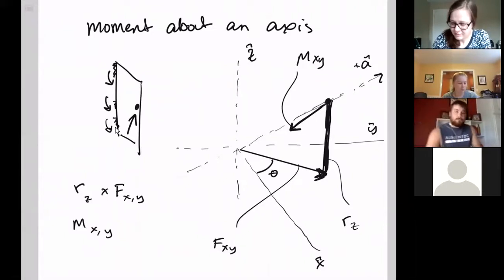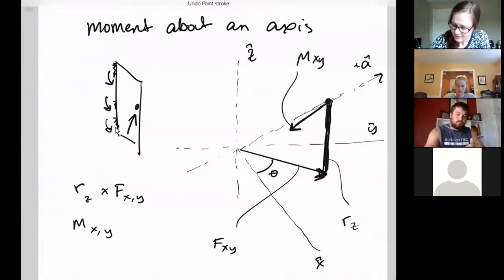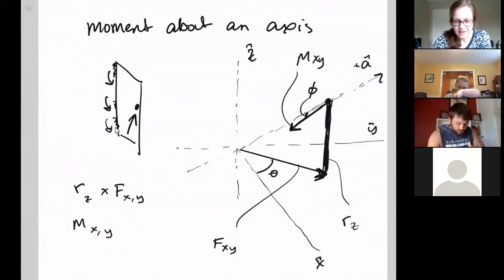But what about if we were looking for this moment along this a-axis? Conceptually, we have that in the area. Practically, I have no idea what this a-axis would be, but let's just take a look at it and see how we would find that. The easiest way would be to define this angle as phi.